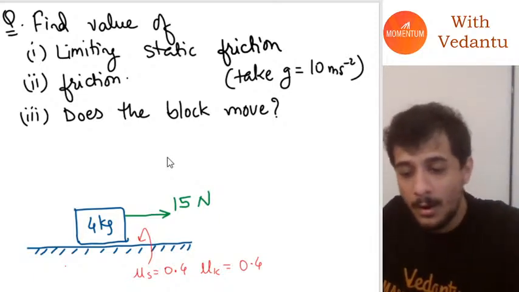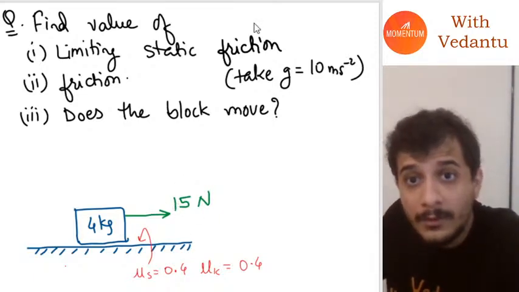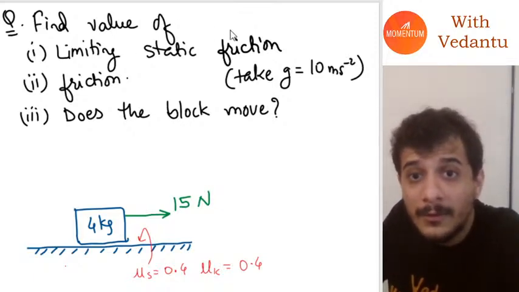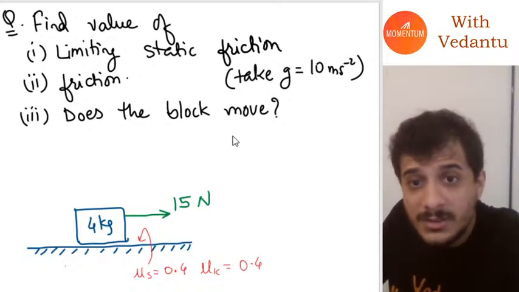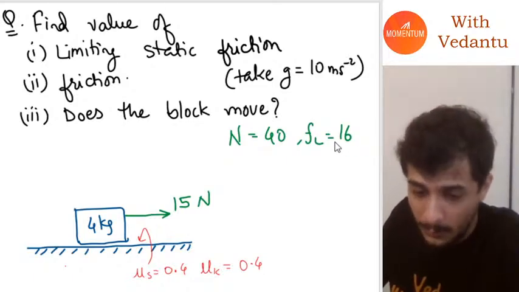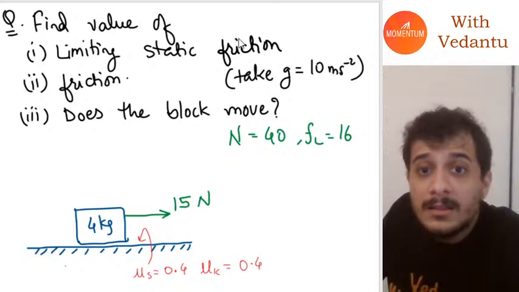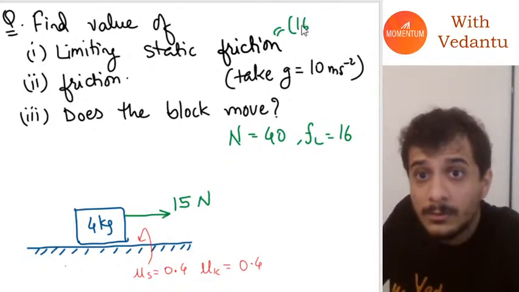Alright, so what will it be if I apply 15 Newton force? Now once again guys, if you apply 15 Newton of force, the value of this does not change. The normal reaction is still going to be 40. The limiting friction is still going to be 16 newtons. That is the same as the last data. So here the limiting static friction will still be equal to 16 newtons.